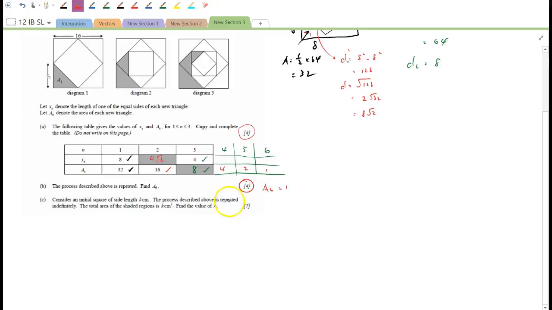The process described above is repeated indefinitely. The total area of the shaded regions is K. Find K centimeters squared. Find the value of K.